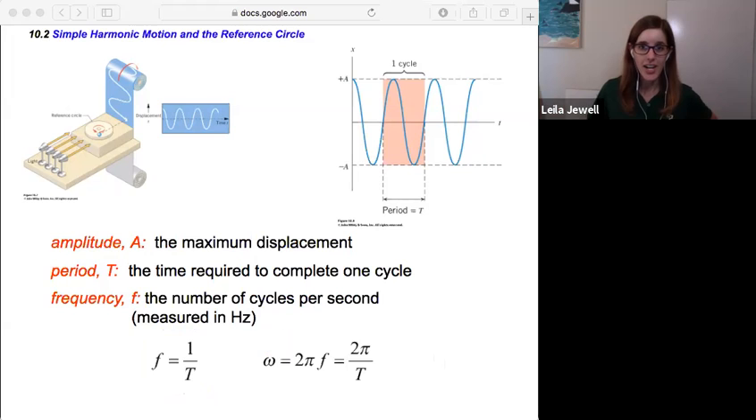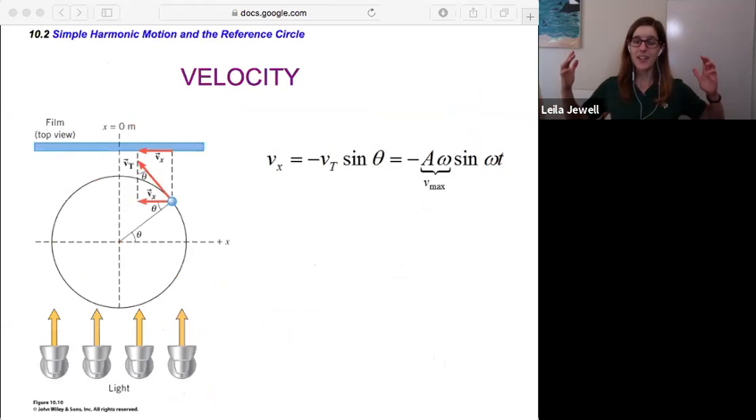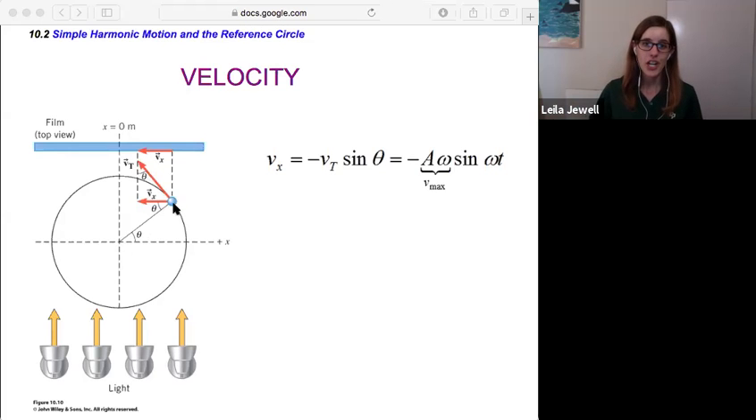Continuing on, after displacement, our next topic is going to be, well, it's going to be our velocity, right? So for velocity, we can once again look at this ball that's moving around in a circle, but now we're going to look at that tangential velocity, the direction of motion, and we're going to look at the shadow of its velocity, or the x component of that tangential velocity.